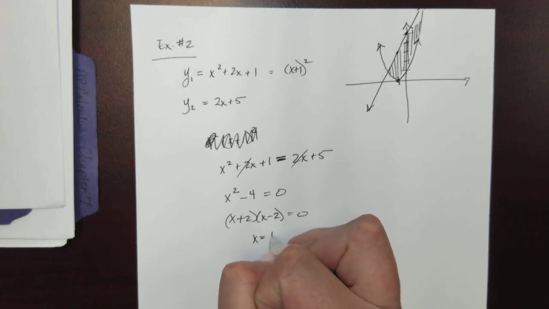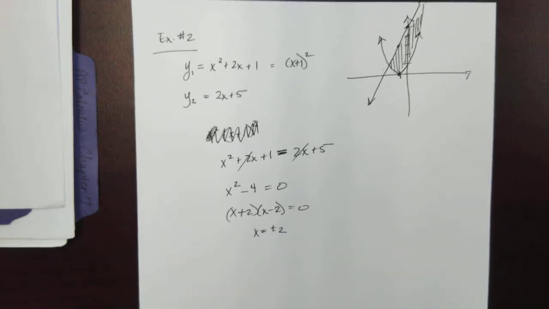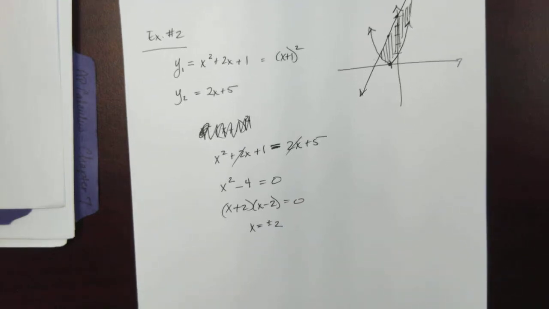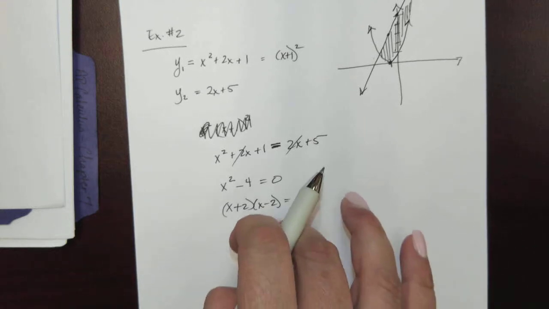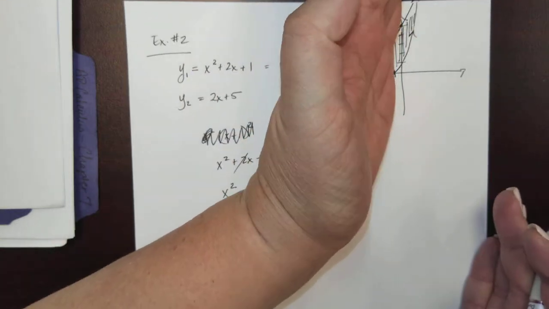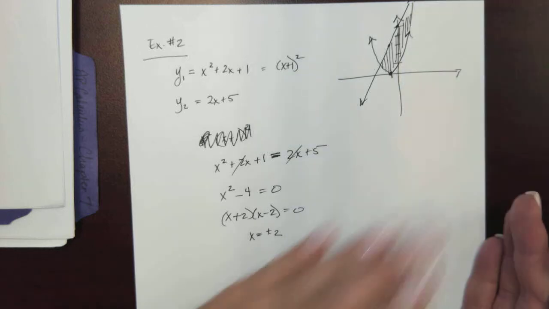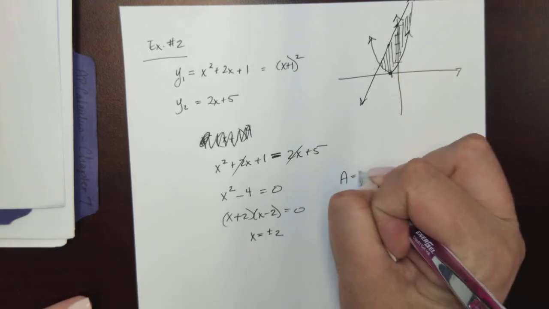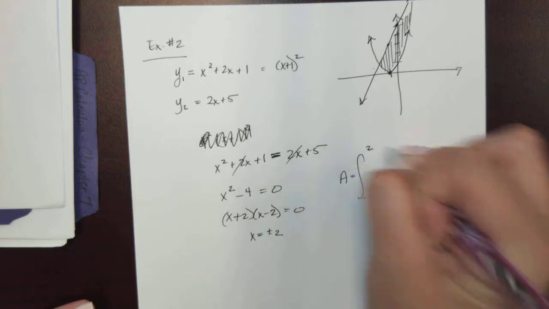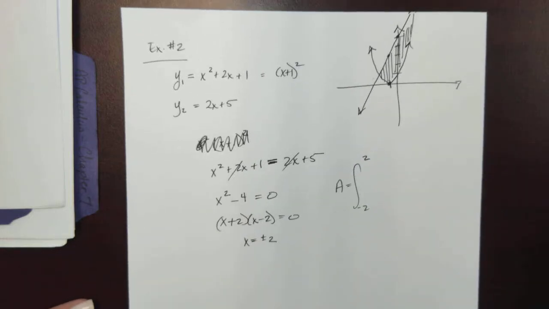So x equals plus or minus 2. I can find the y value, but I don't need it because these are my bounds. This is the furthest left of my area. This is the furthest right of my area. So area is equal to the integral from -2 to 2. Does that make sense how I'm getting the bounds?